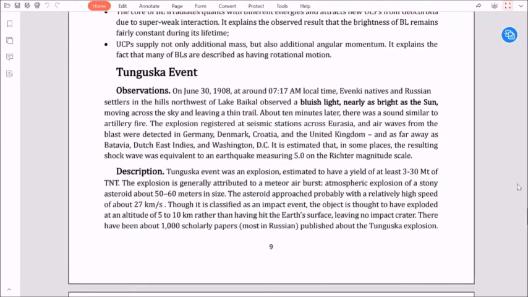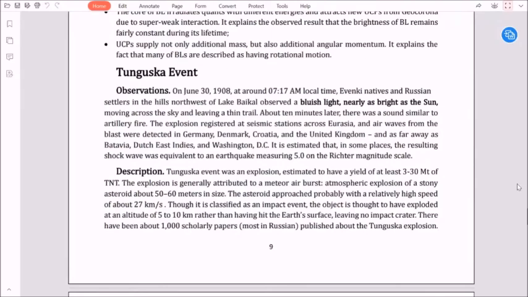The explosion registered at seismic stations across Eurasia, and air waves from the blast were detected in Germany, Denmark, Croatia, and the United Kingdom, and as far away as Batavia, Dutch East Indies, and Washington, D.C. It is estimated that in some places the resulting shock wave was equivalent to an earthquake measuring 5.0 on the Richter magnitude scale.